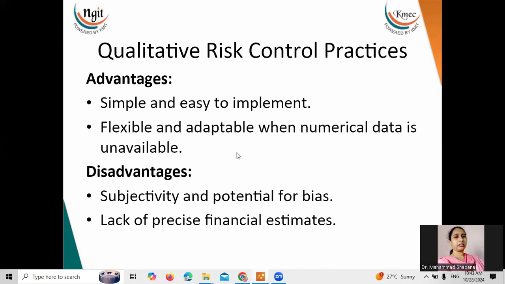In qualitative risk control strategies, these are the advantages we have: simple and very easy to implement. These are flexible and adaptable when numerical data is unavailable. Coming to the disadvantages, the subjectivity and potential for bias, lack of precise financial estimates.